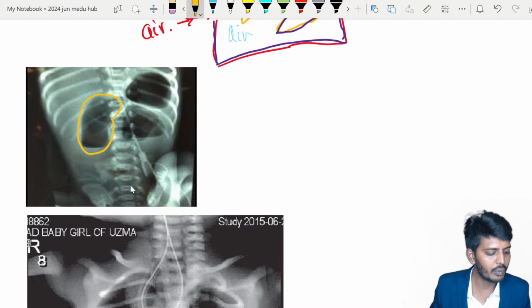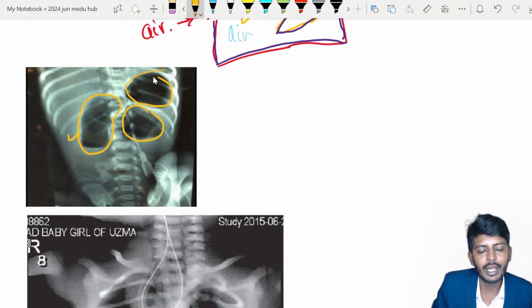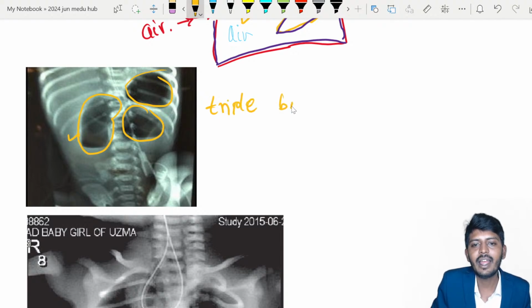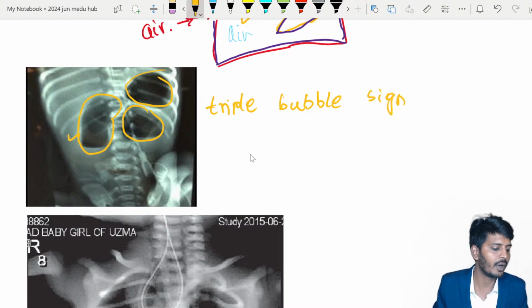Now, there is one bubble. Yes, very good. There is one more bubble here and also one more here. So this is called the triple bubble sign. Triple bubble sign is suggestive of what?